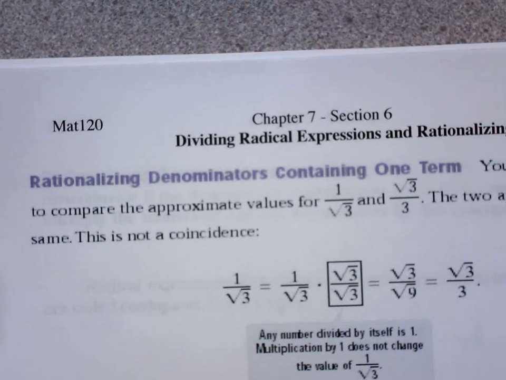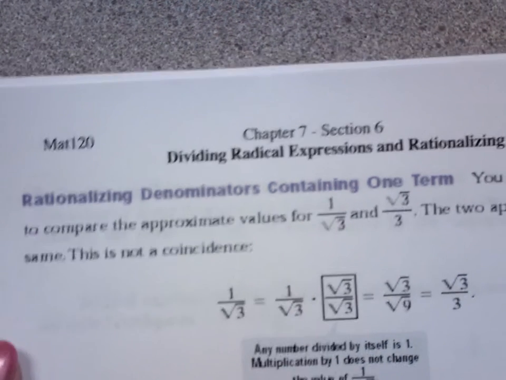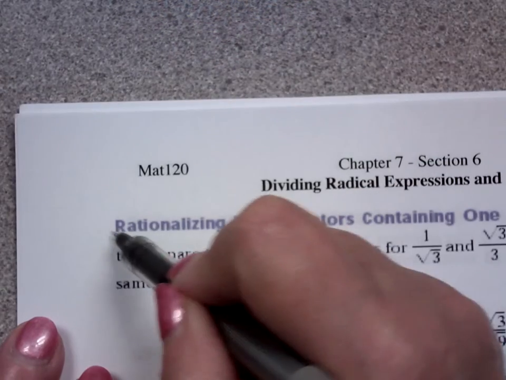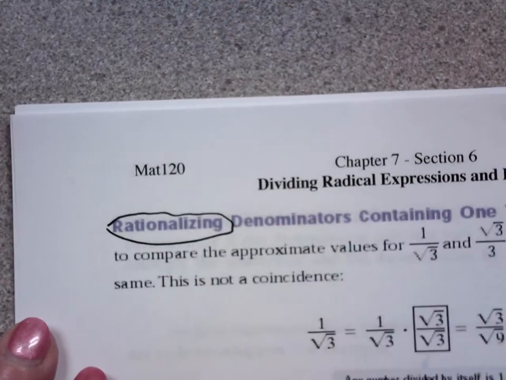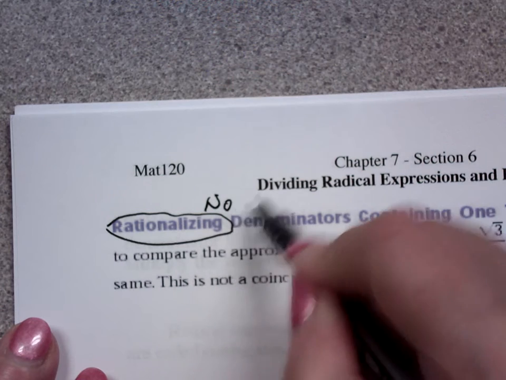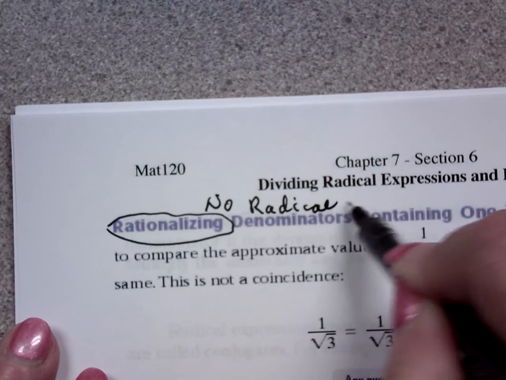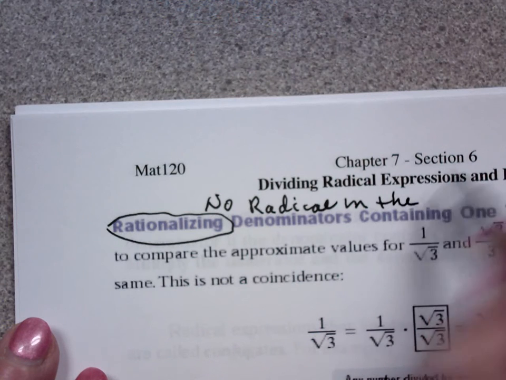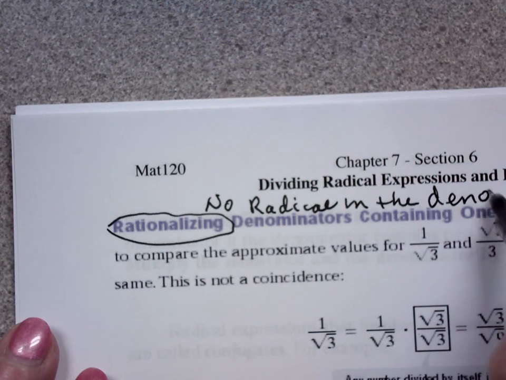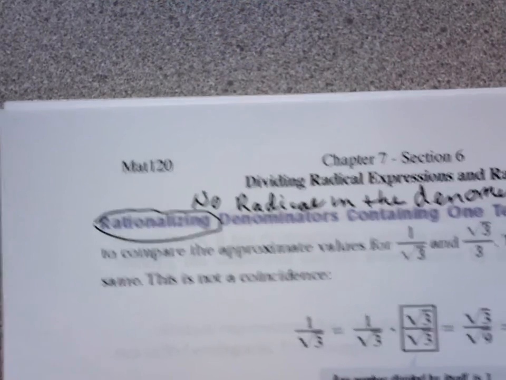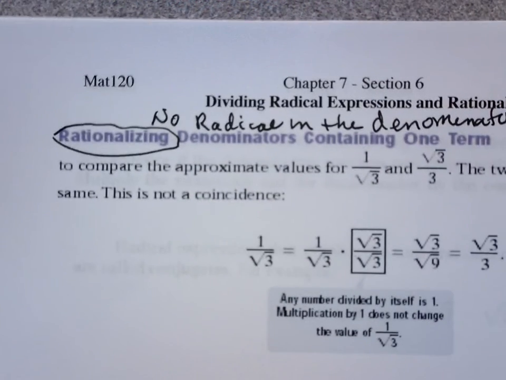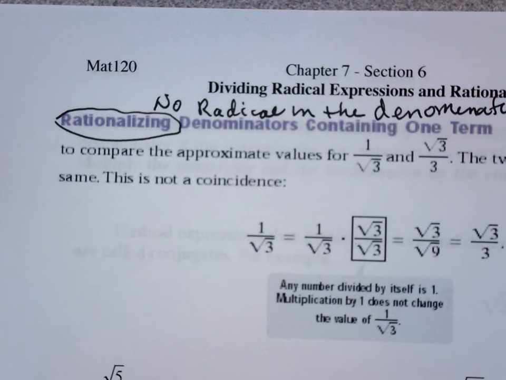Rationalizing the denominator. Now, what that means is no radical in the denominator. The reason why we do this doesn't seem to be there much anymore.